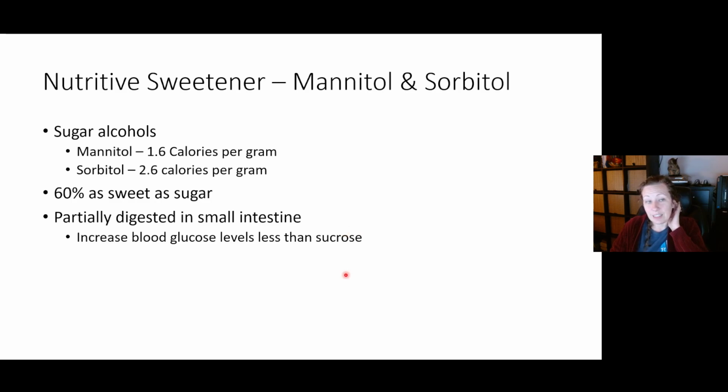Now, the reason that they are nutritive and that they do contribute calories is because they are partially digested in the small intestine. They aren't fully digested. The intestine is not able to digest them well and absorb them well, but they are partially digested. And so that does increase the blood glucose levels somewhat. So they're not completely ignored by the body, and diabetics still have to watch out for these, because if they do consume these sugar alcohols in high amounts, it can be just as bad as if they had consumed sugar itself.